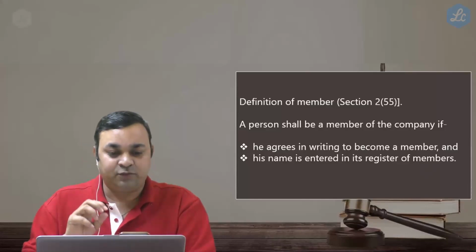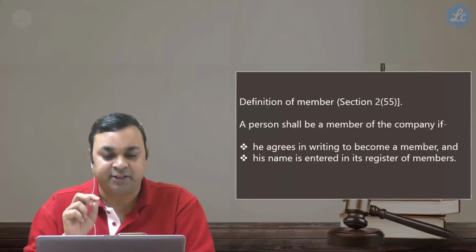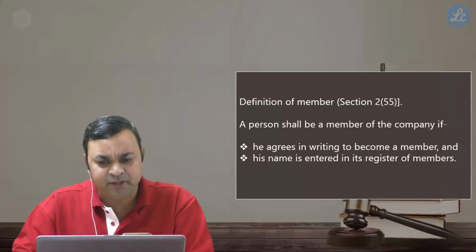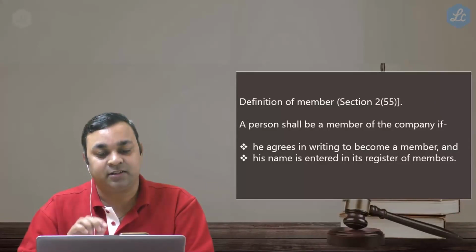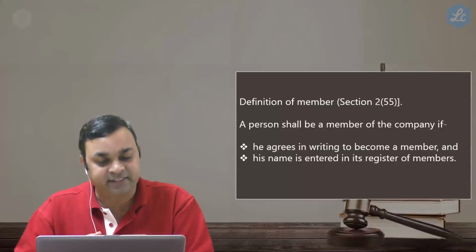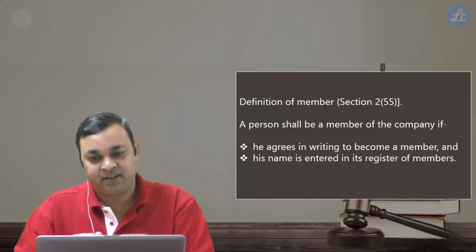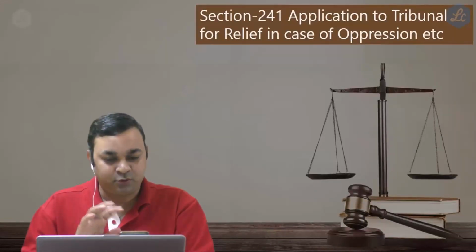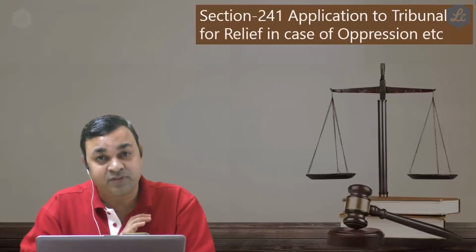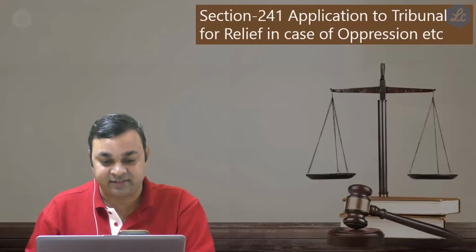If any person wants to claim relief under sections 241 and 244, first of all he should be a member only. Then only can he prefer an appeal to the NCLT to claim relief under this section. Now we will start section 241. There are two sections, 241 and section 244, and these are the most important sections as far as examination is concerned.